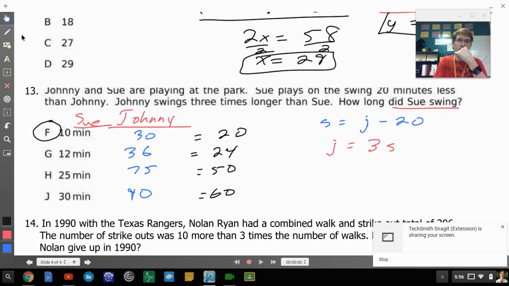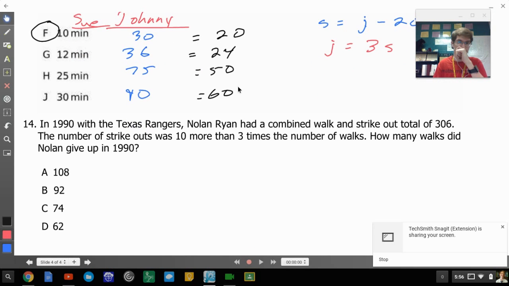Okay. Let's look at 14. In 1990, with the Texas Rangers, Nolan Ryan had a combined walk and strikeout total of 306. The number of strikeouts was 10 more than 3 times the number of walks. How many walks did Nolan give up in 1990?